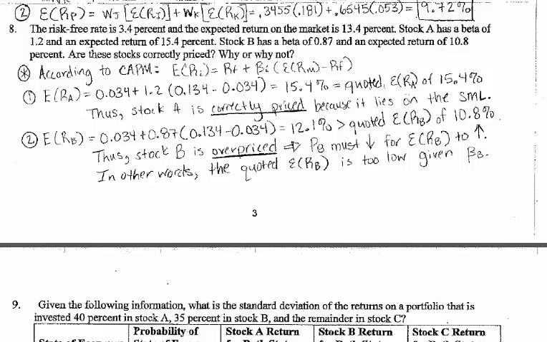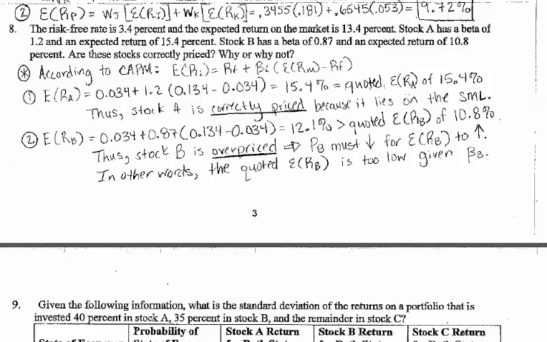Now, you're going to want to find out whether or not those are good quotes, and to do that, you're going to use the CAPM. So if I use the CAPM and figure out what they really should be valued at, I'm going to get 15.4% for A. I've just basically plugged and chugged information there, and 15.4% is exactly equal to what they told me in the problem. So then A is going to be correctly priced. It's going to lie right on the security market line. However, when I look at B and I solve, I get 12.1%. So the CAPM tells me 12.1%, and the quote tells me 10.8%.